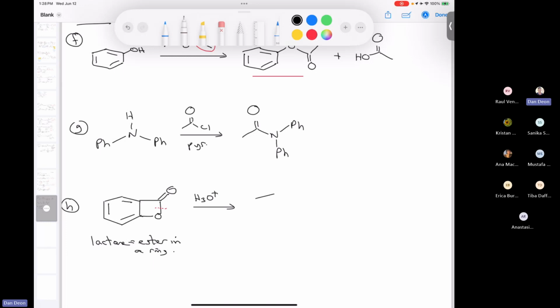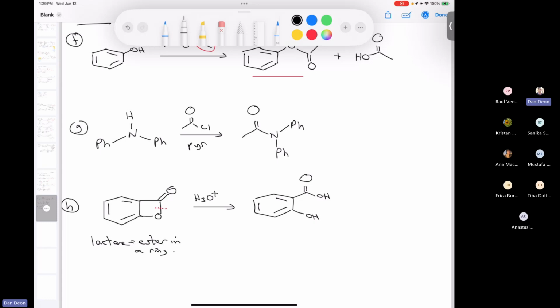So we end up with something that looks like this, where we have our carboxyl group here, and then we have our alcohol like that. So you'd call this orthohydroxybenzoic acid. It would be for that compound.